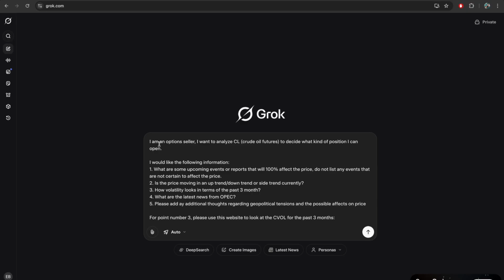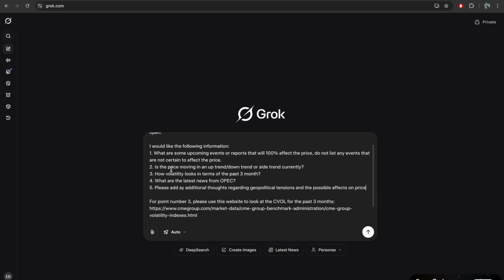So this is the prompt, and I will link it in the description. I'm an option seller. I want to analyze crude oil futures to decide what kind of position I can open. And I would like to know the following information: what upcoming events or reports will 100% affect the price? Do not list any events that are not certain to affect the price.